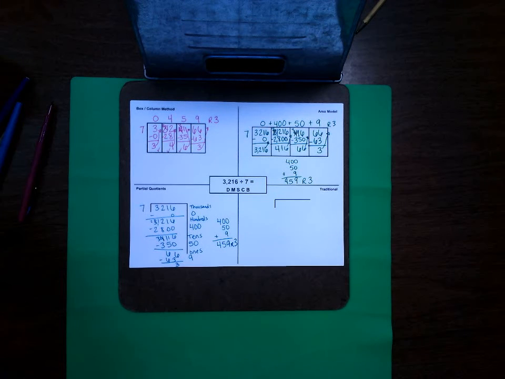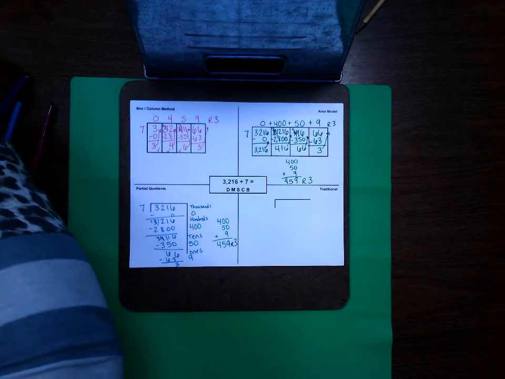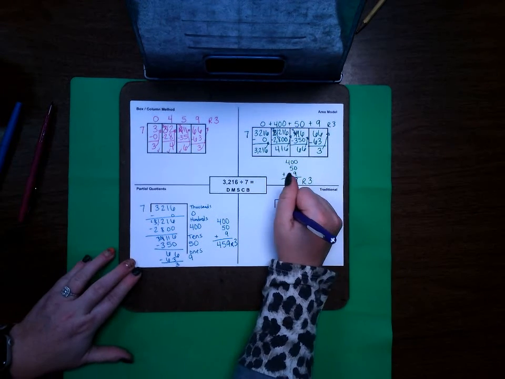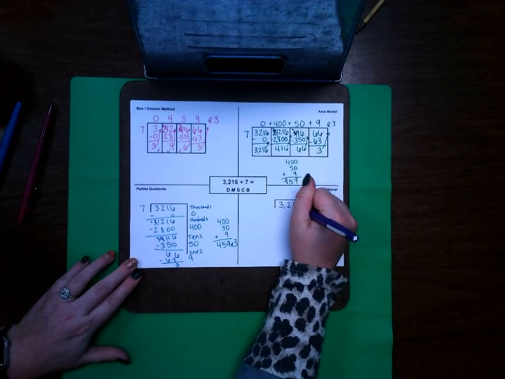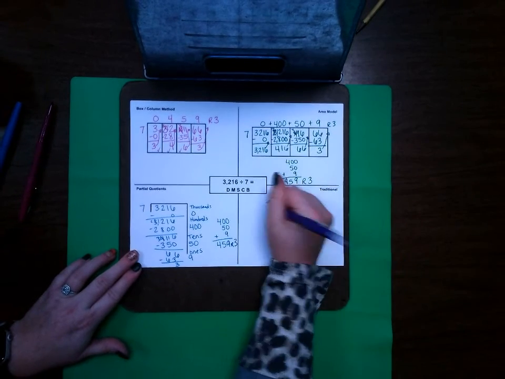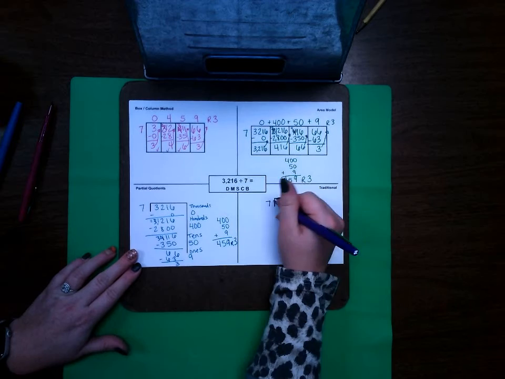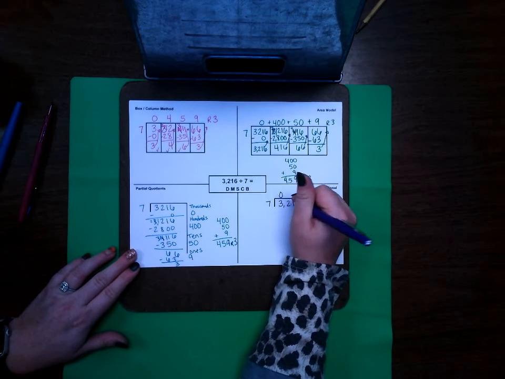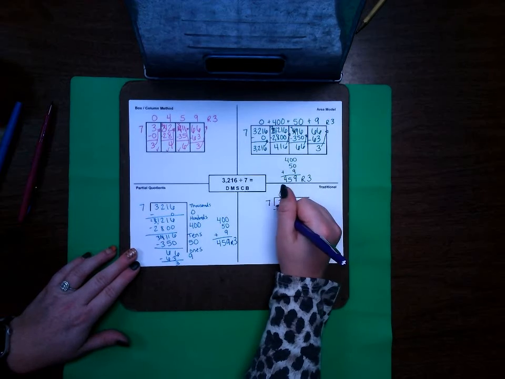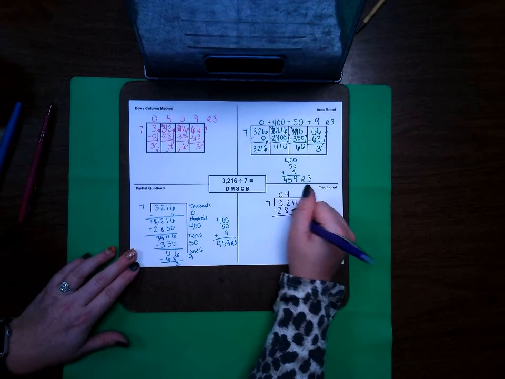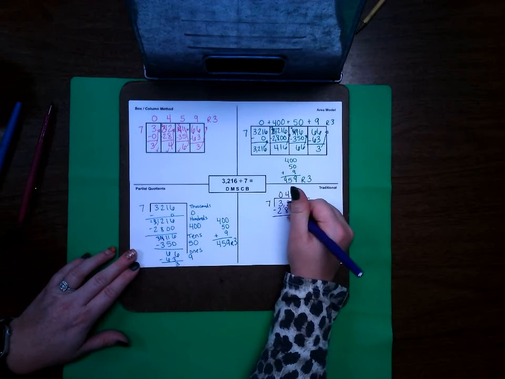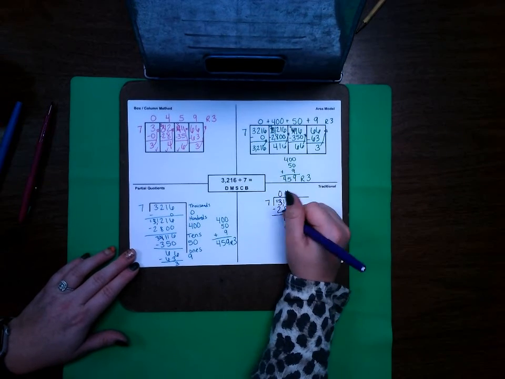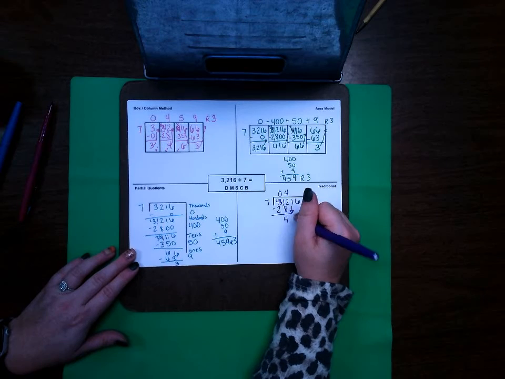All right. Last one for this one. Okay. This is our traditional method of long division. I'm going to put 3,216 in here. We're going to divide by 7. We know that we cannot do 3, so we're going to start with 32. We can do that 4 times. So we're going to subtract 28, which is going to leave us with 4. 4 is smaller than 7, so I'm going to bring down my 1.